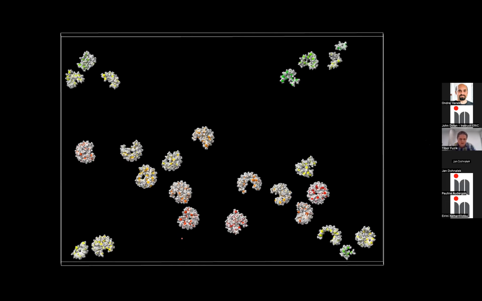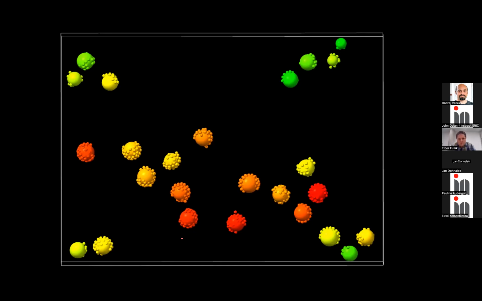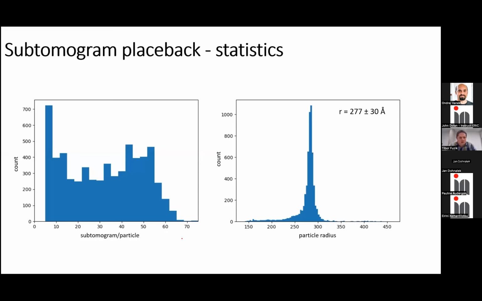Another thing that we can do is register the refined positions of the subparticles, and then cluster them into particles. So we assign every subparticle, every subtomogram, to one particle, then find the center of the particle and fit a sphere over it. And because now we have a sphere, we can see which subtomogram belongs to which particle.